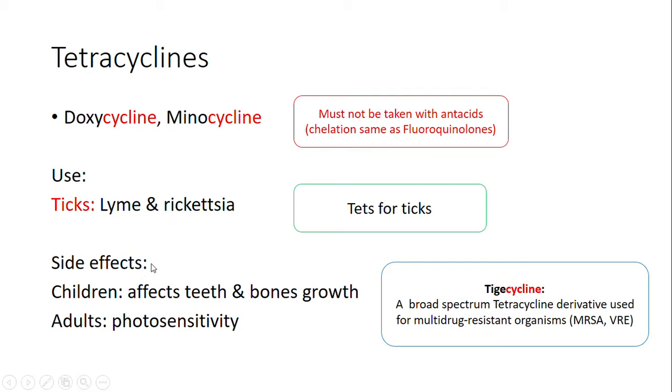The side effects of tetracyclines: in children, it affects the teeth and bone growth. In adults, it causes photosensitivity.